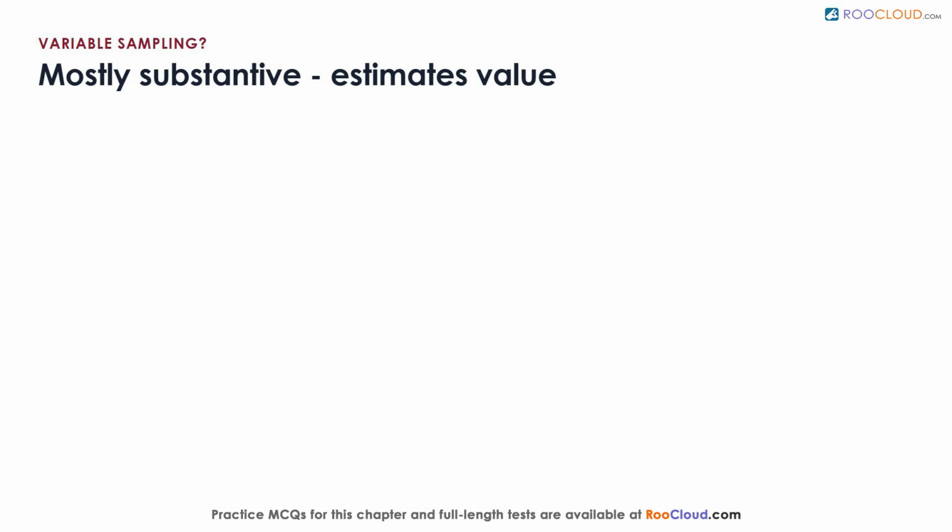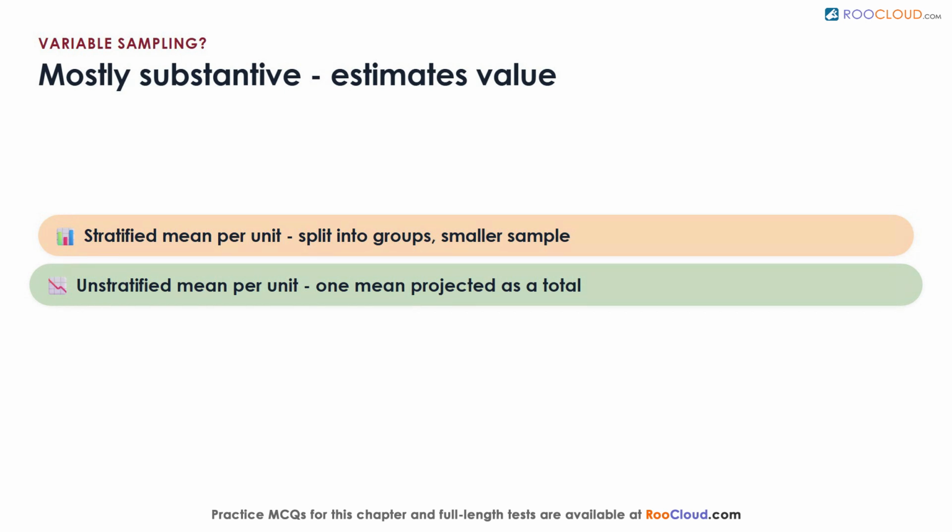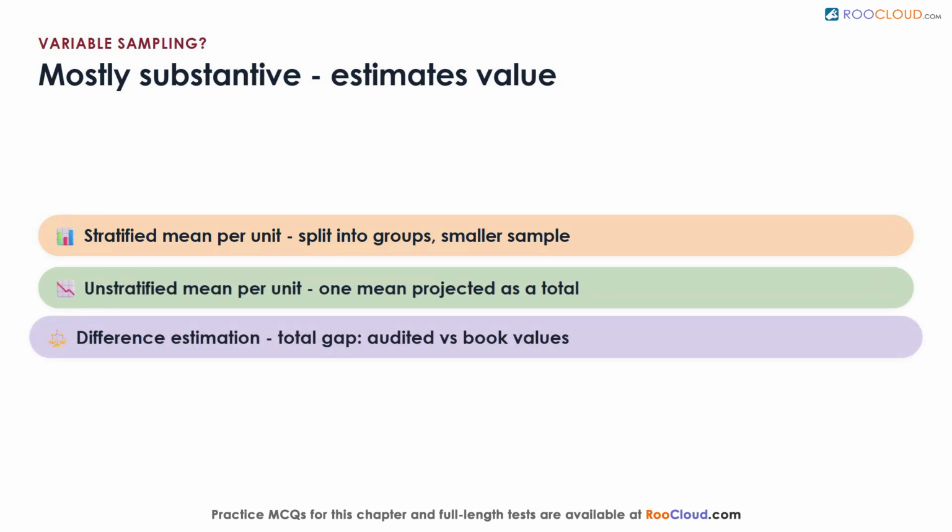There are 3 models here too. Stratified mean per unit splits the population into groups. It samples each group to shrink the overall sample size. Unstratified mean per unit takes one sample mean, then projects that mean into a total estimate. Difference estimation weighs audited values against book values. It estimates the total difference between them.